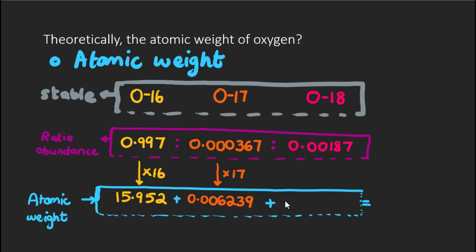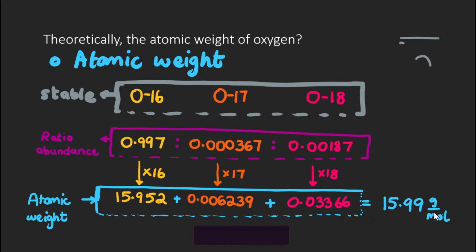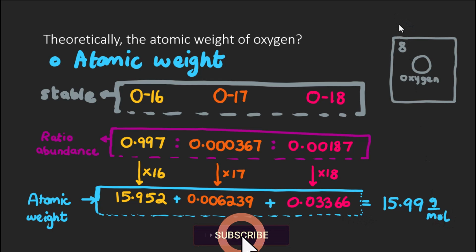And then for the final step, for the atomic weight, for each value, they are added together to give the value to be 15.99 grams per mole, which is exactly what we see on the periodic table for oxygen.